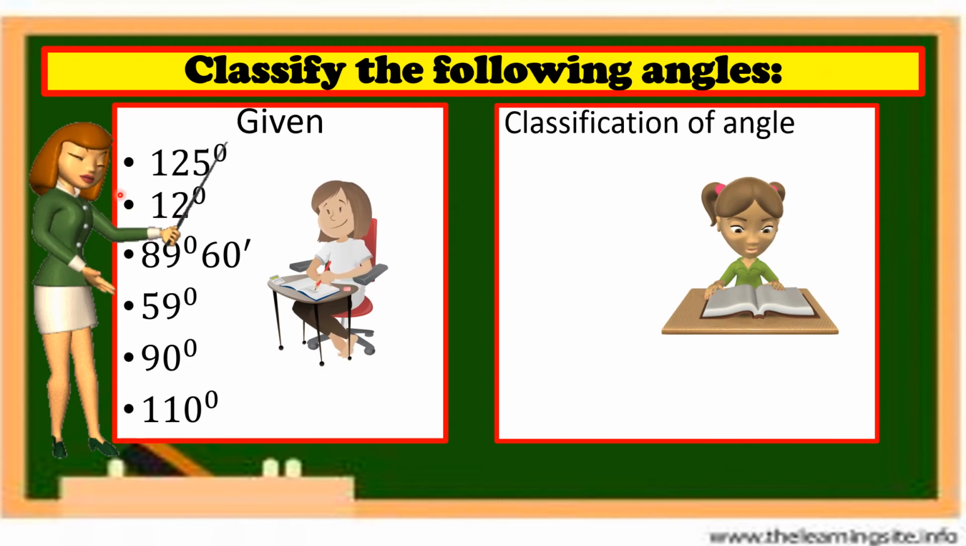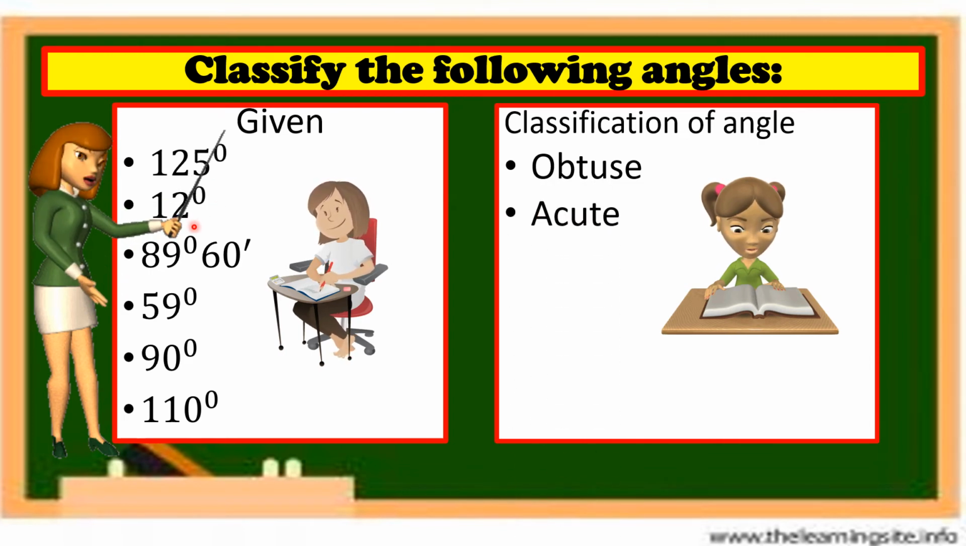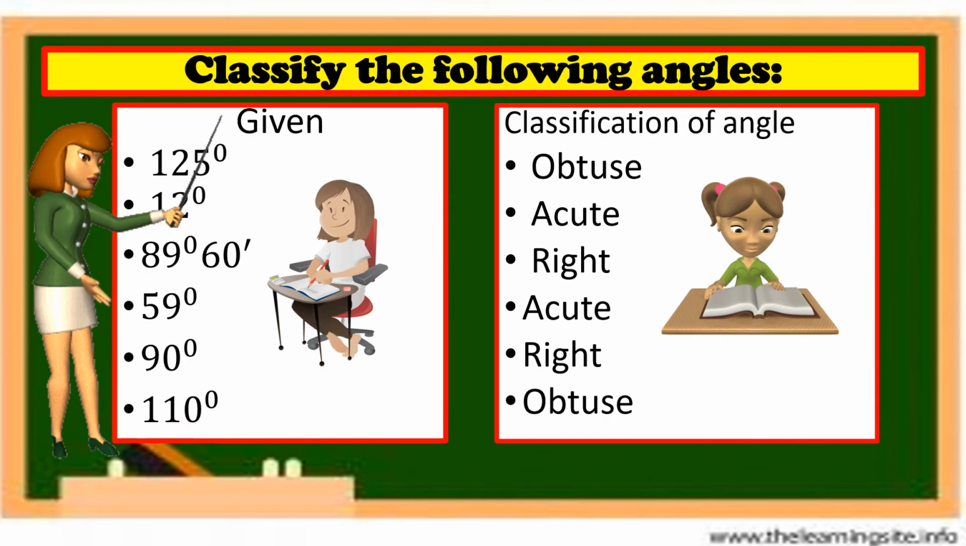Classify the following angles. 125 degrees is an obtuse angle. We have 12 degrees, that is an acute angle. 89 degrees, 60 minutes. 60 minutes is equivalent to 1 degree. This 89 will become 90. So 89 degrees, 60 minutes is a right angle. 59 degrees is an acute angle. 90 degrees is a right angle, and 110 degrees is an obtuse angle.